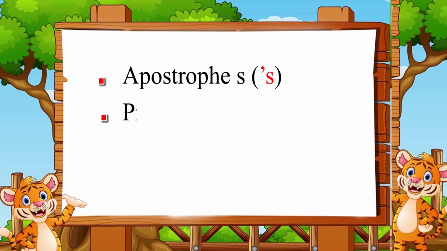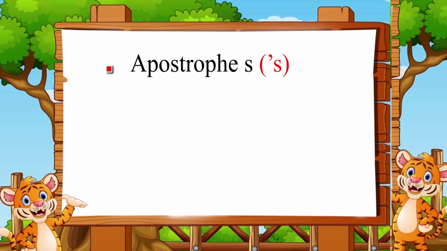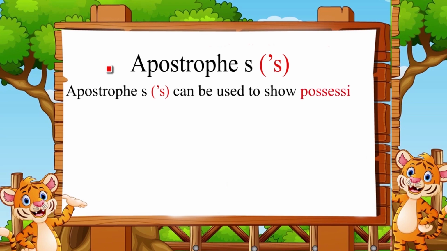Last time you learned about apostrophe S and present continuous tense. Apostrophe S is used to show possession. It can also be used for other purposes, but we can use apostrophe S to show possession. For example, Testify's bag.